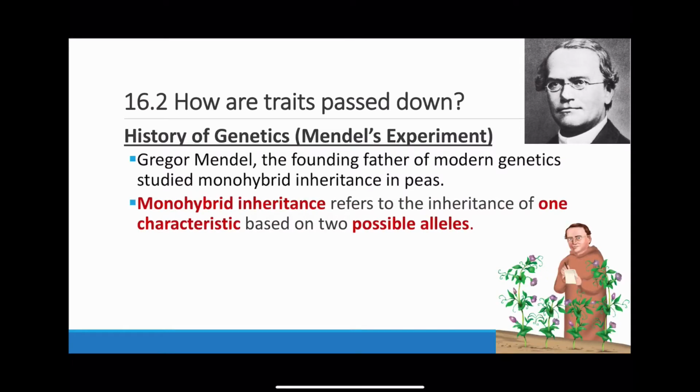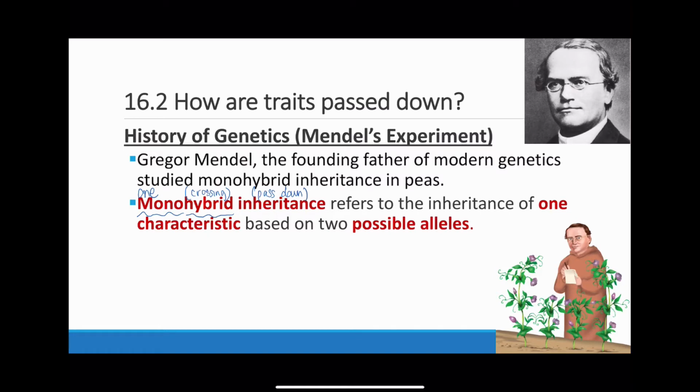So, monohybrid inheritance. Monohybrid inheritance refers to the inheritance of one characteristic based on two possible alleles. Now, let me just unpack the word a little. Mono refers to one, so when we say it's monohybrid, we're referring to just one particular thing. Hybrid, because there's a crossing. Crossing means there's a mating process whereby there's a mixture of characteristics from both parents to the offspring. Inheritance means that you pass down certain traits to the offspring. So that's called monohybrid inheritance.